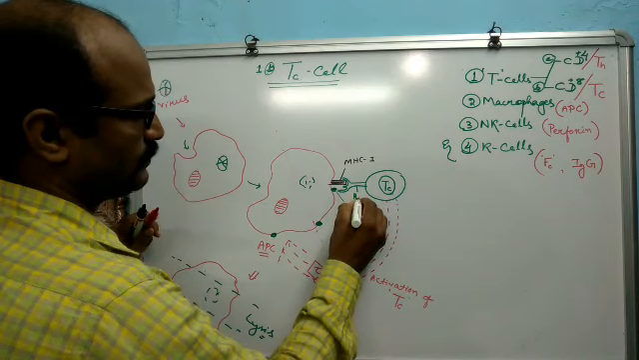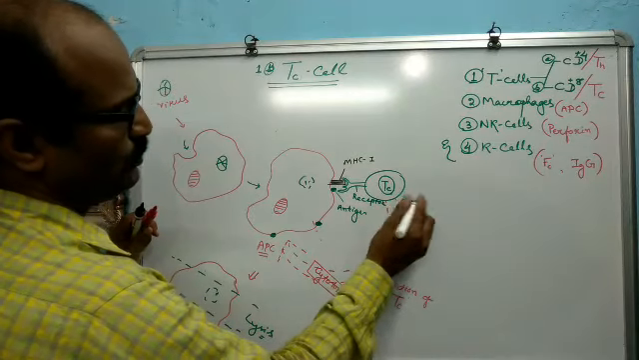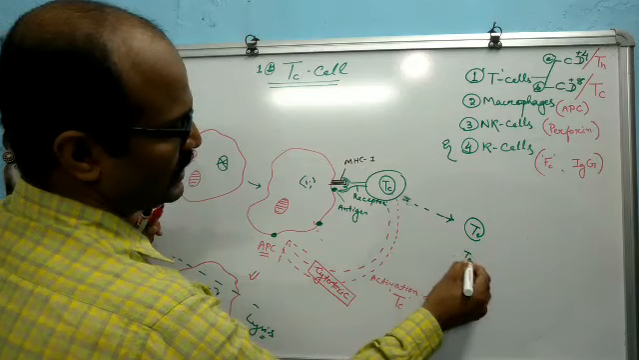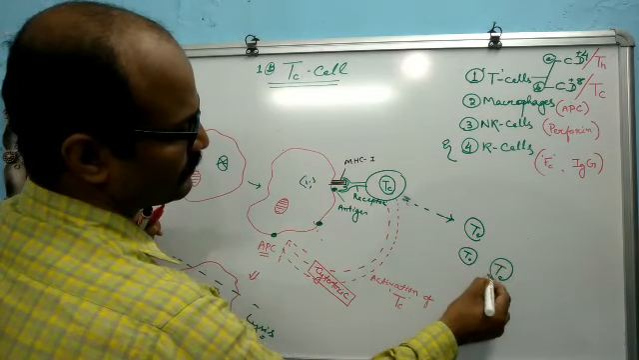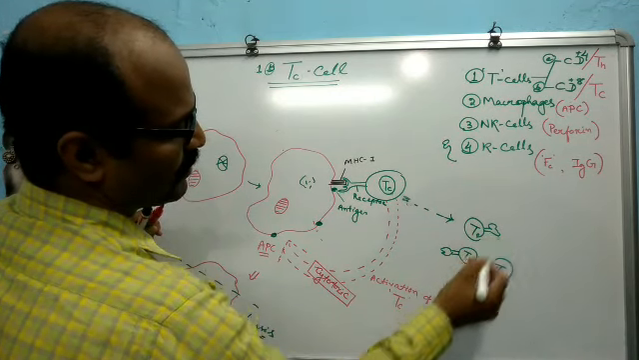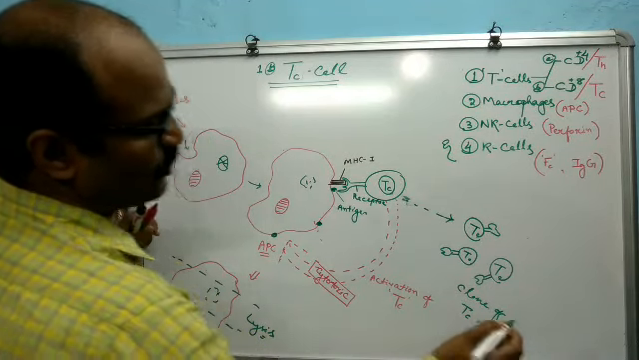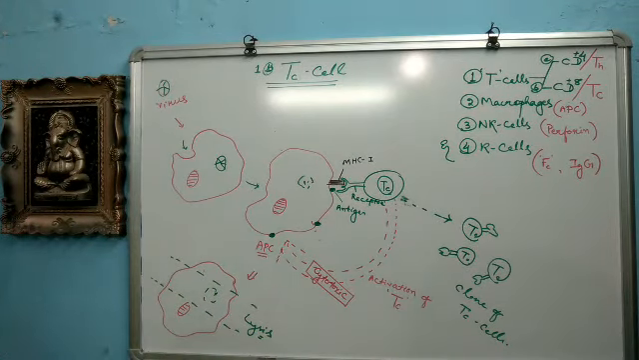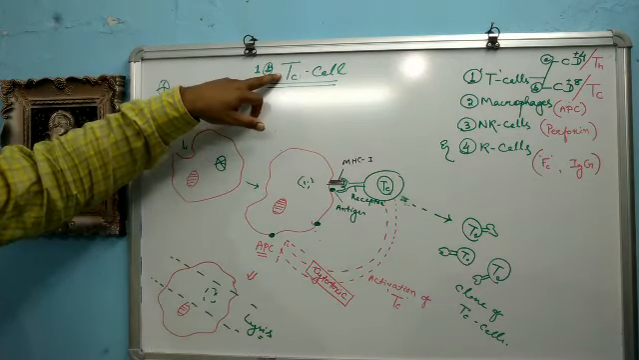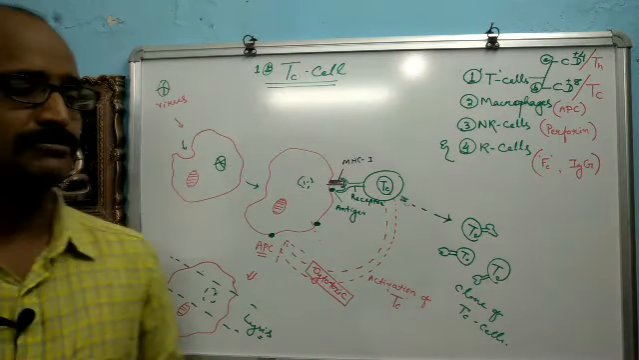This is the receptor, and it also activates and proliferates so many cytotoxic cells, a clone of TC cells. This is the role of the cytotoxic cell in cell-mediated immunity.